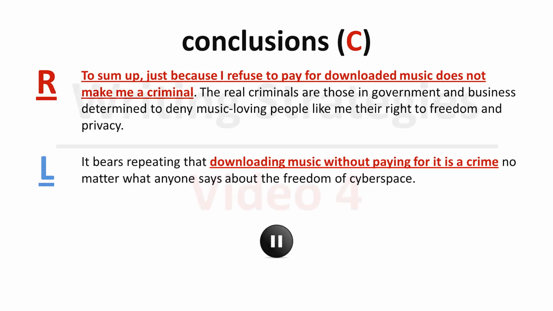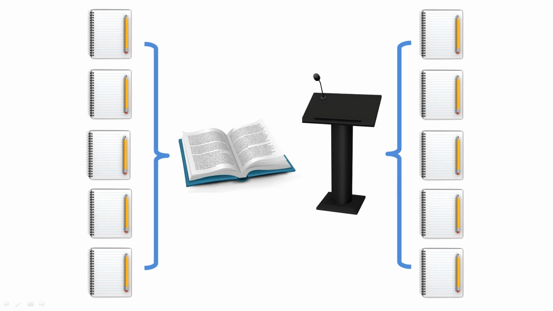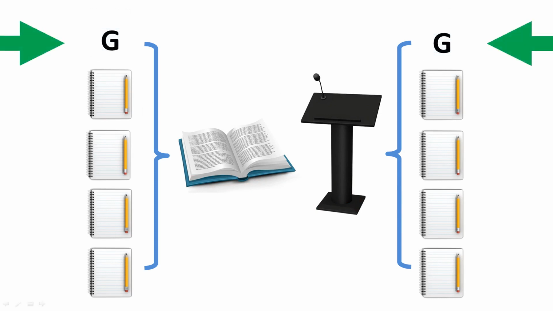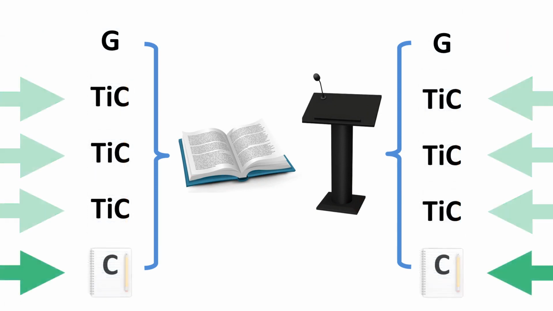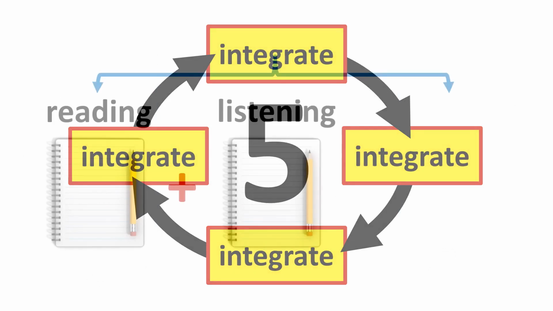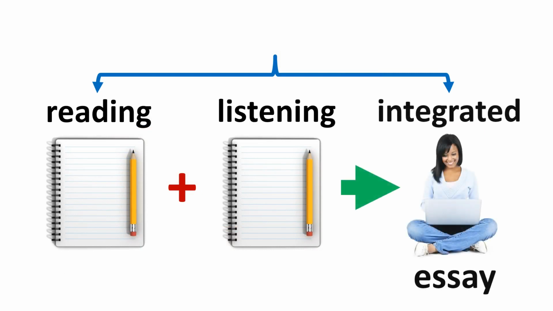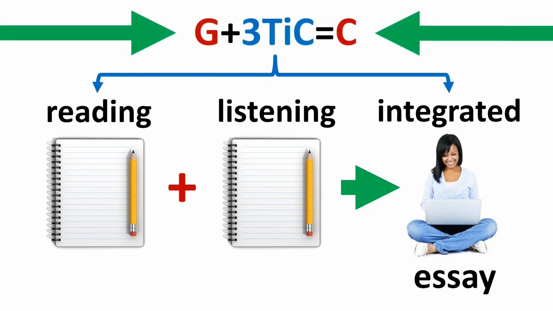Okay, so that's it for Writing Strategies Video 4. In this video, you learned how to take notes for the reading and the listening tasks using the argument map G, 3-tick, C. In the next video, Video 5, you will learn how to integrate the reading and listening notes developed in this video when writing an integrated essay using the argument map G, 3-tick, C.